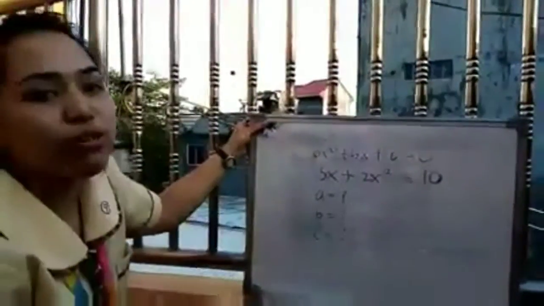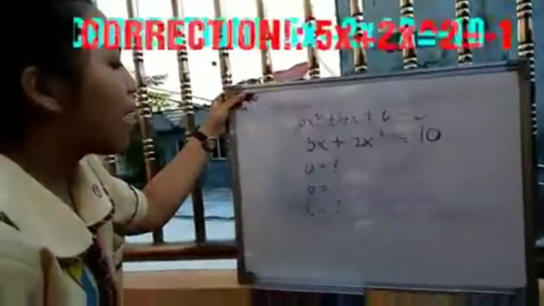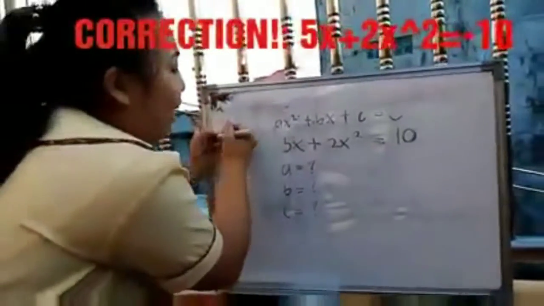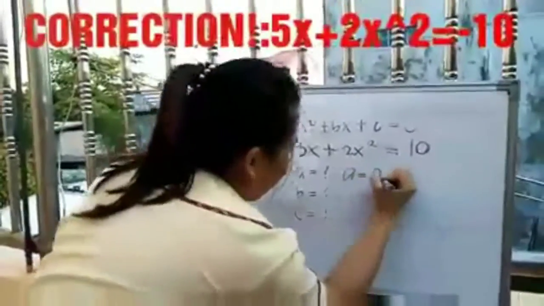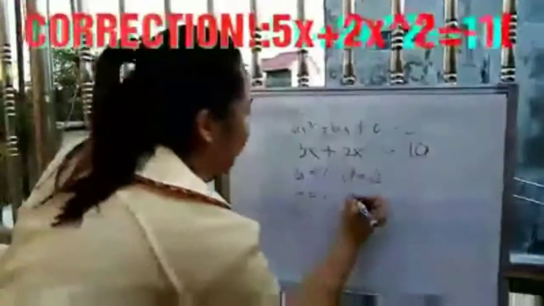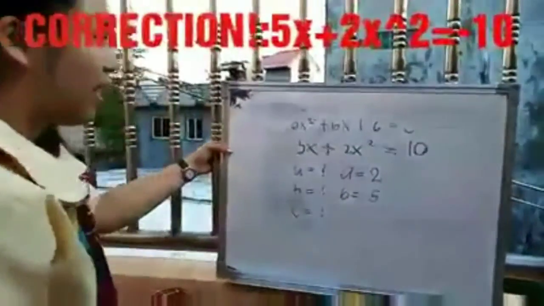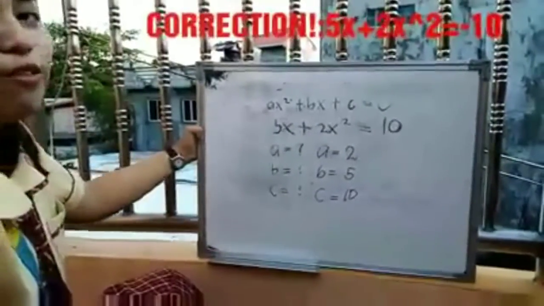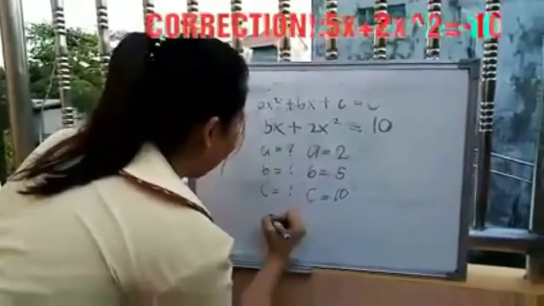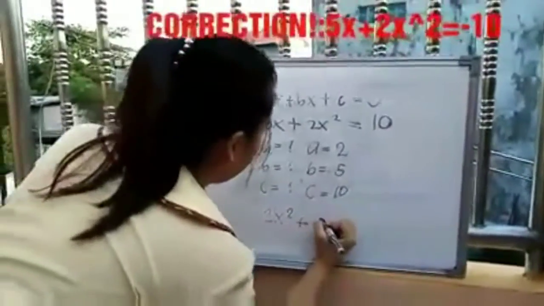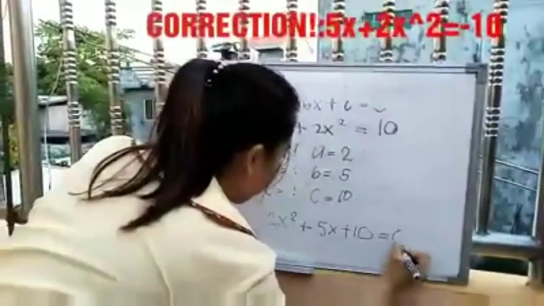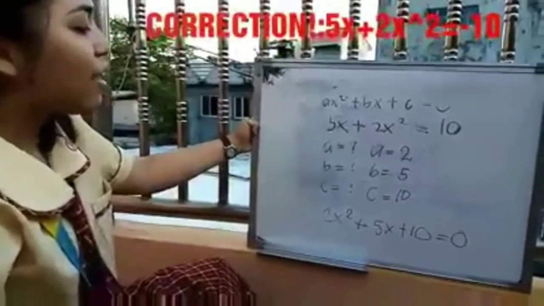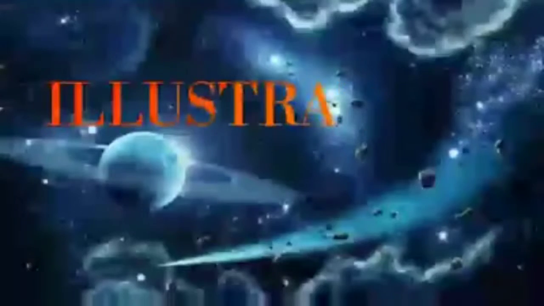A given equation can be transformed into standard form. 5x plus 2x squared equals 10. But first, what is a? A is, next is b, and c. Substitute the values to the variables. The equation is now in standard form, and the equation is a quadratic equation.